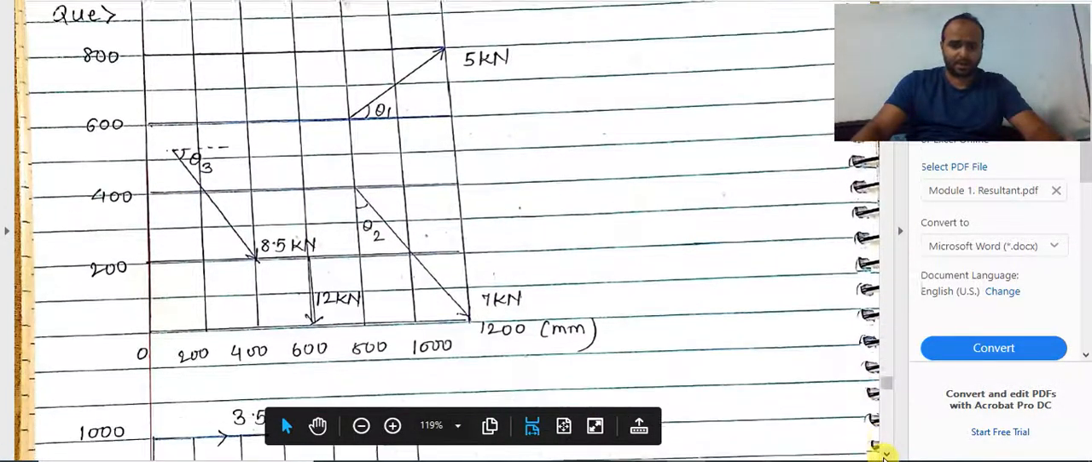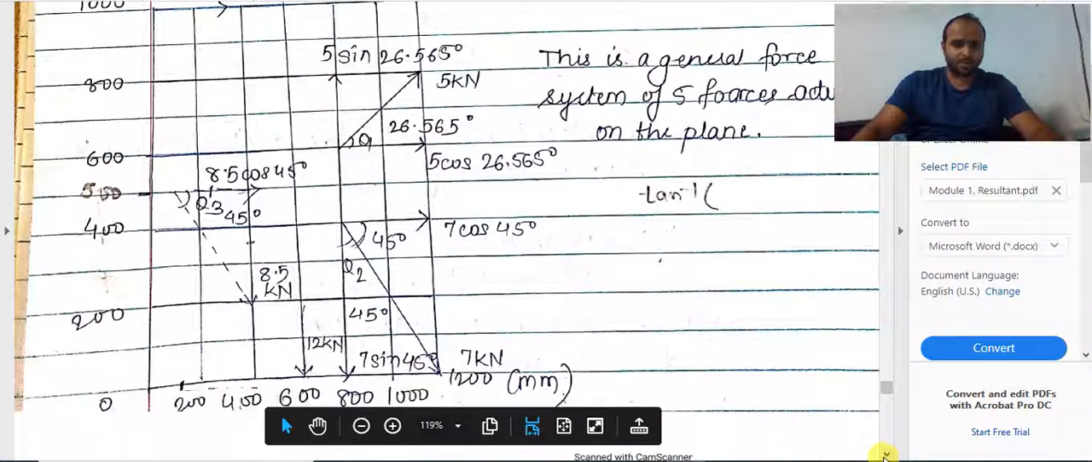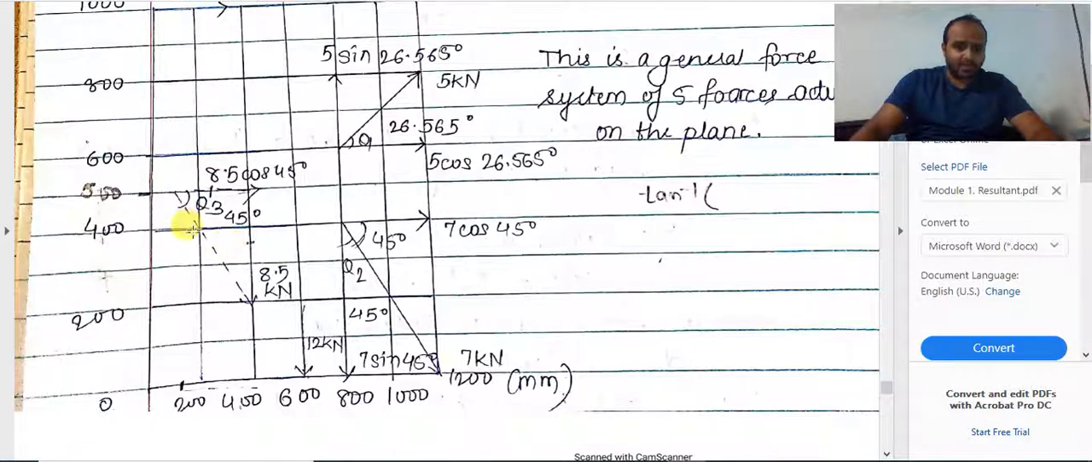Let's see the free body diagram of the problem. Okay, so as you can see over here, here is the 3.5 kilonewton force, this one. 8.5 cos 45, basically we have resolved it over here. 8.5 sin 45. Now, before going to these resolutions, let us first find out the angles. Various angles are there. How did we get those?